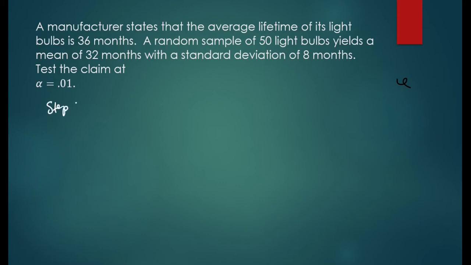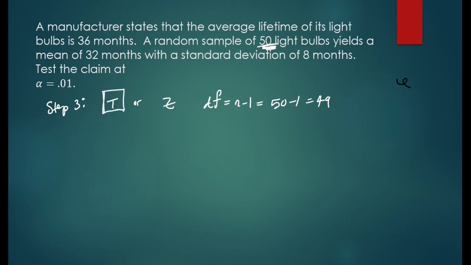Step 3, I have to decide if I'm going to use T or Z, and that depends on the degrees of freedom. N minus 1 is equal to, we have a sample of 50 light bulbs, so 50 minus 1 gives us 49. The degrees of freedom is 49. That means we are going to use T, because this is less than 1000.